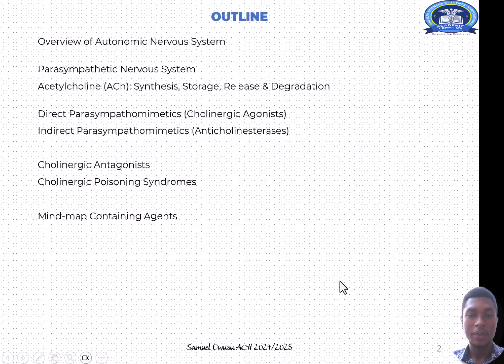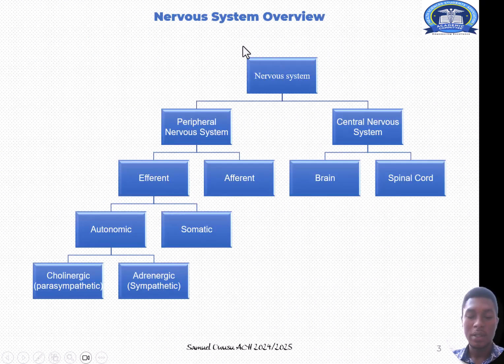Alright, so let's start. This will be our outline for the entire presentation. Okay, so just a brief overview of the nervous system. The nervous system is divided into two parts. We have the peripheral nervous system and then the central nervous system. The central nervous system is divided into the brain and then the spinal cord. These are the main parts that make up the central nervous system.